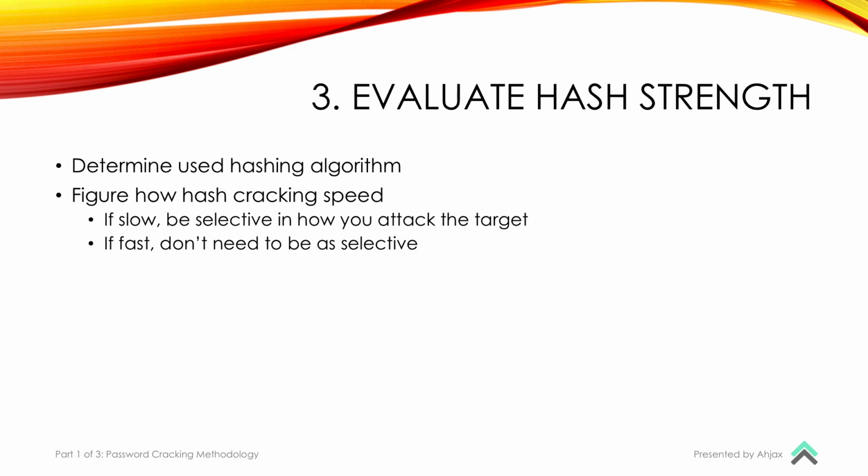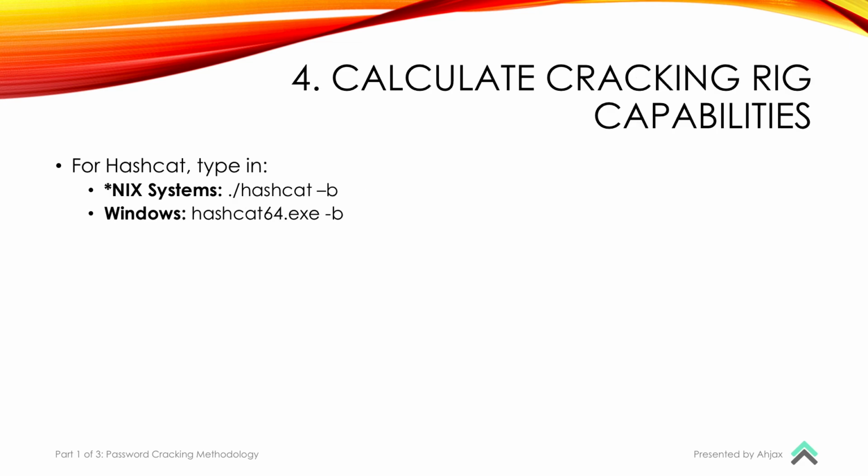So first off, determine how the target's password was hashed. And then based on the hashing algorithm used, or the hash type, the hash's cracking speed may be slow, fast, or somewhere in between. If the hash is slow, you'll need to be very selective in what dictionaries, masks, and attack types you use. So this may include learning more about the target. If it's a fast hash, like MD5, you can be less worried about what types of dictionaries, masks, and attack types you use.